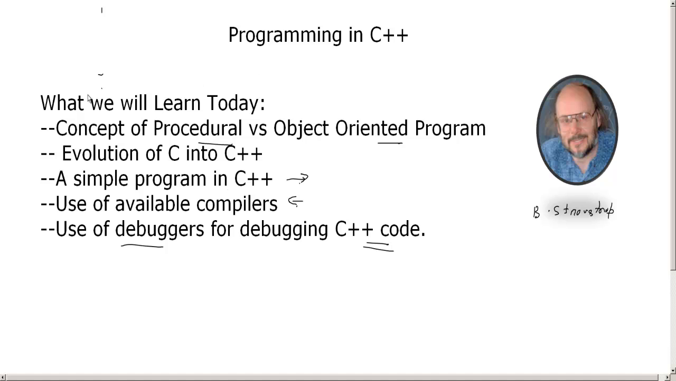Let me briefly first tell you what we are going to learn today. I will start the class by describing the concept of procedural versus object-oriented program. Then we will discuss the evolution of C++ from C and the history behind it. Then I will briefly describe a simple program to illustrate the benefits of C++.